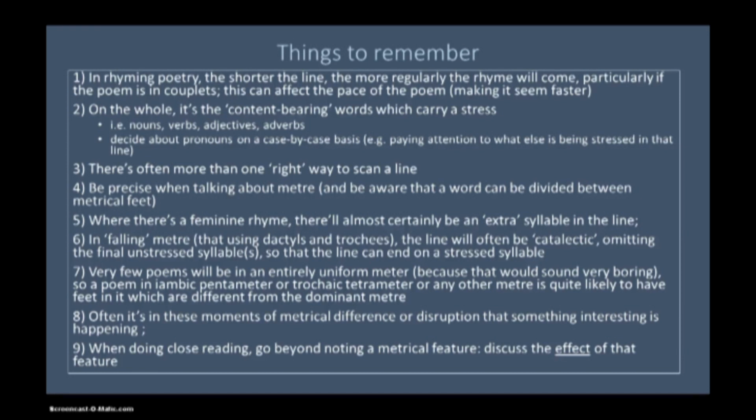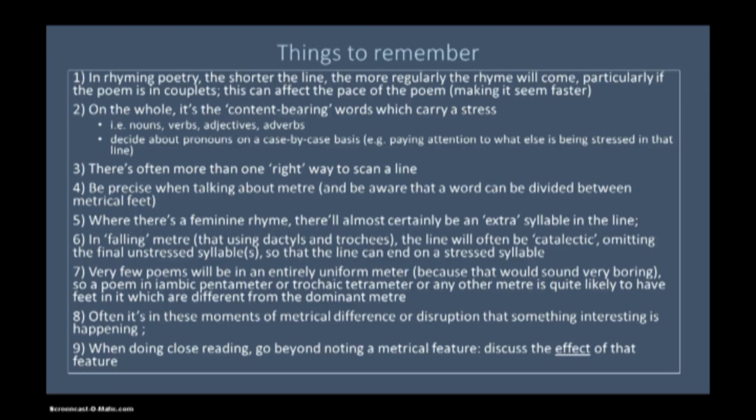There's often more than one way to scan a line correctly, and it's important to be precise when talking about metre, and be aware that a word can be divided between metrical feet. Where there's a feminine rhyme, there'll almost certainly be an extra syllable in the line. In contrast, in falling metre using dactyls and trochees, the line will often be catalectic, so omitting the final unstressed syllable or syllables so that the line can end on a stressed syllable.